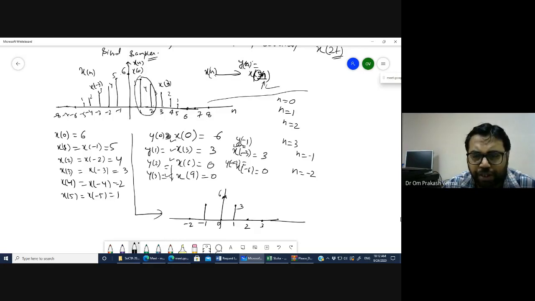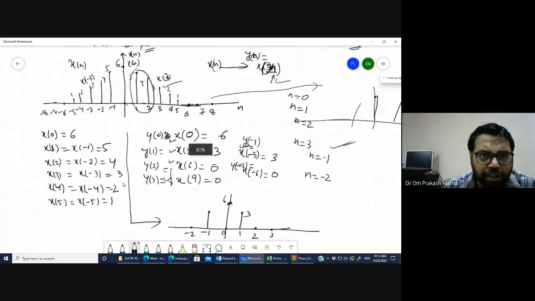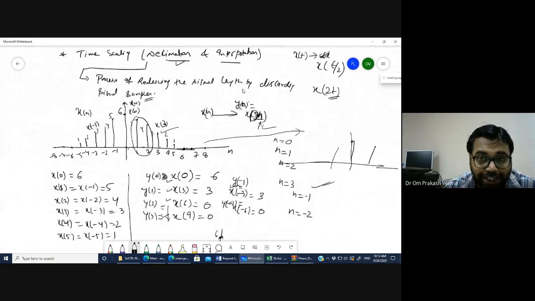So on the basis of this, you can now represent clearly that at 0 it is 6. If it is a multiple of 3, then the signal remains, otherwise all the signal becomes 0. So it is a multiplication: 0, 3, 6, 9, and so on. So you can represent the signal like this. This is the meaning of decimation. We have already written that decimation is nothing but the process of reducing the signal length by discarding samples.